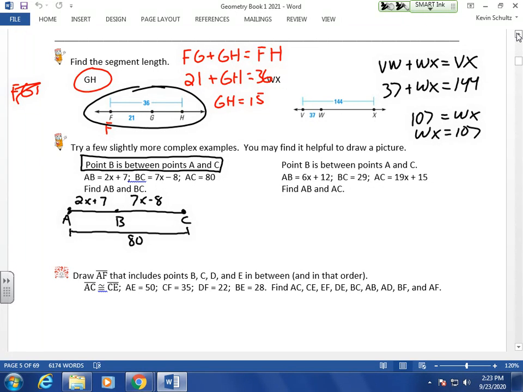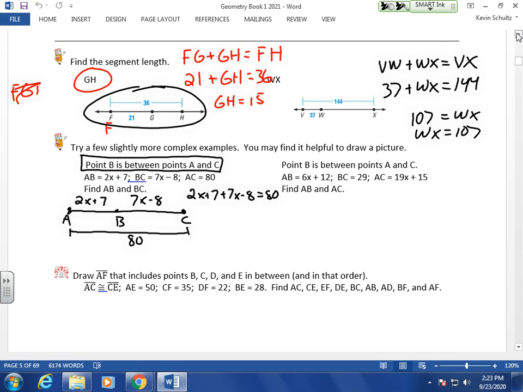So we know that 2x plus 7, which is AB, plus 7x minus 8, which is BC, the two parts, have to equal 80, which is the whole thing. And again, we've got an algebra equation to solve here. What would our first step be to solve this equation?